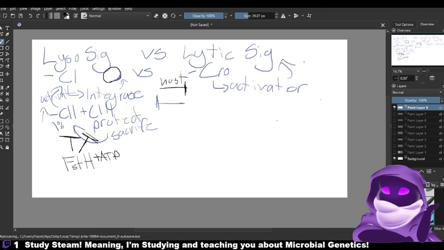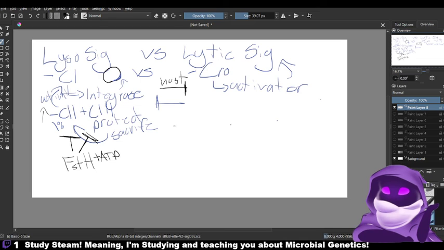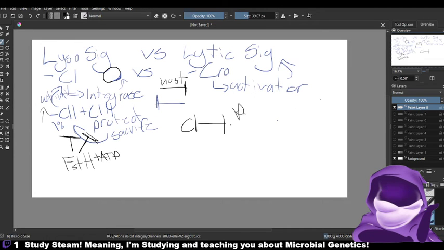And this CI, whoops, come on, computer. CI is a repressor to CRO. Actually, it's not. It's a repressor to PR and PRM. PR and PRM are what allow CRO to do its job. Okay, so CRO activates its own synthesis. Actually, CI also activates its own synthesis.